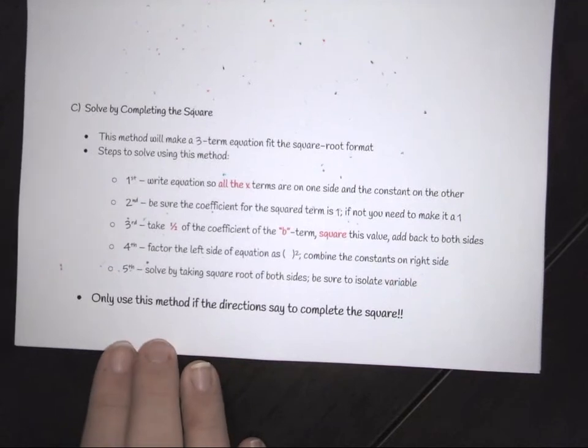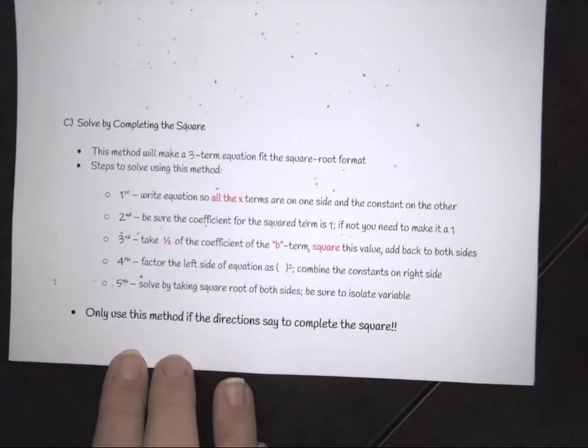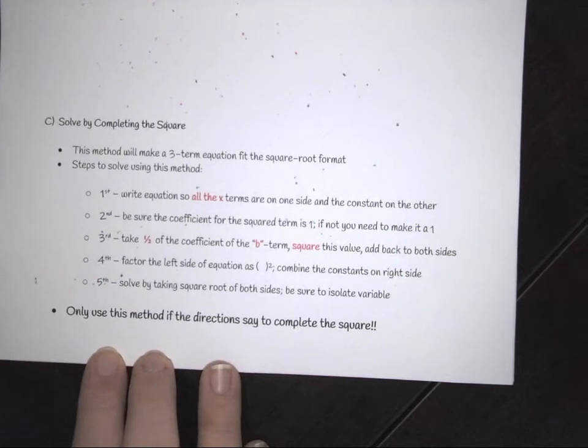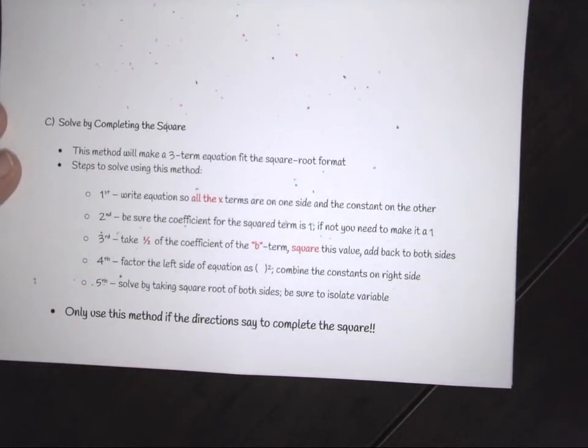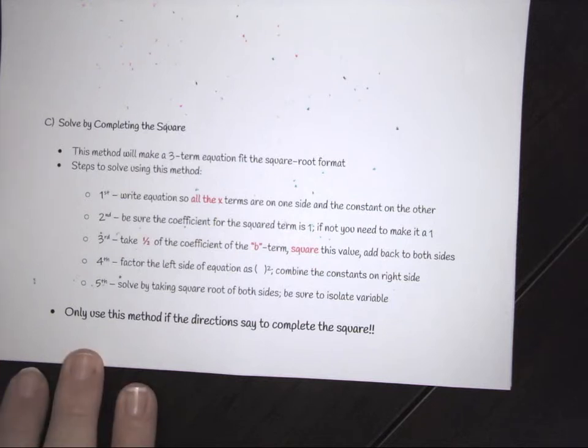Completing the square says you first need to write your equation so that all the x terms are on one side and all the constants on the other. You want to make sure that the coefficient on your squared term is a 1. So if that is a value that's anything other than 1, then you need to divide it away, which then would most likely mean you're working with fractions.